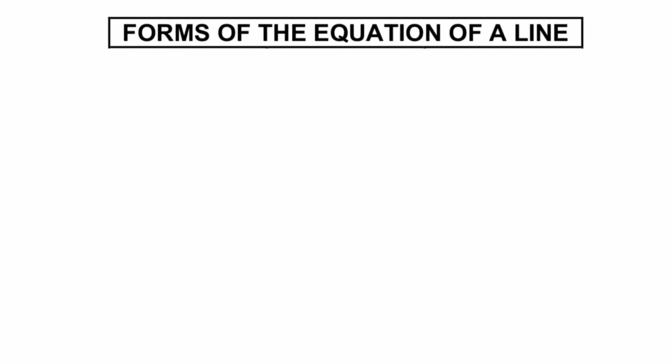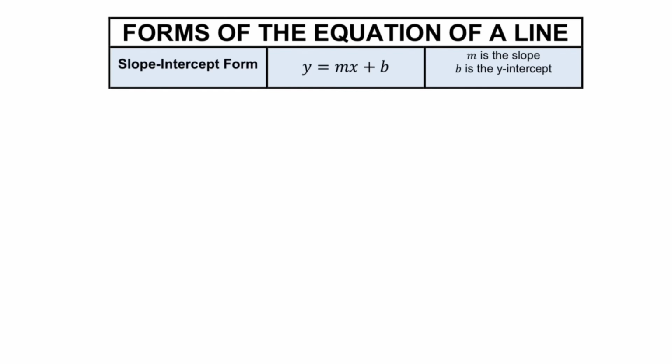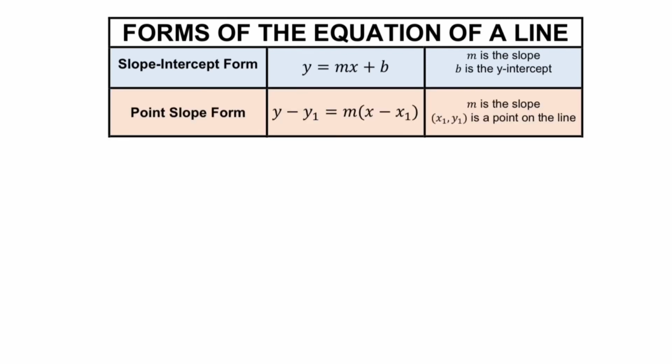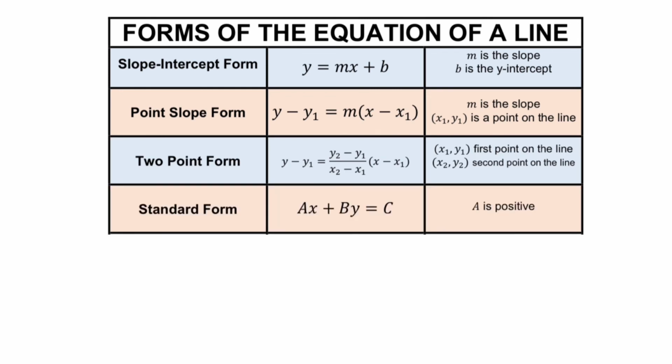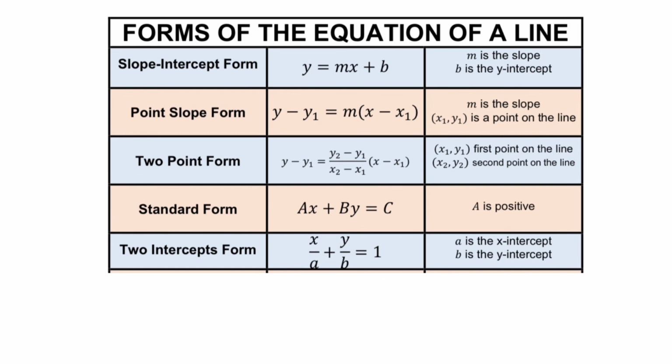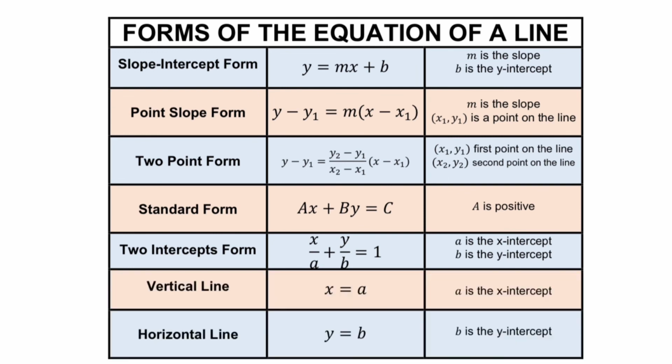So to wrap it up, these are the basic forms of the equation of a line. The first is the slope-intercept form, the point-slope form, the two-point form, the standard form, the two-intercept form or the double-intercept form, the vertical line, and the horizontal line.